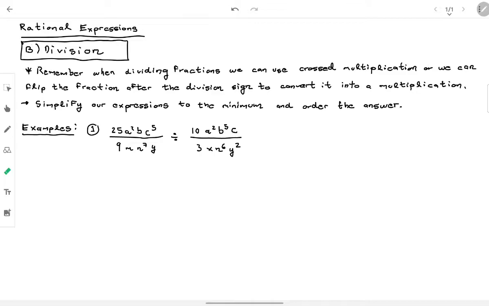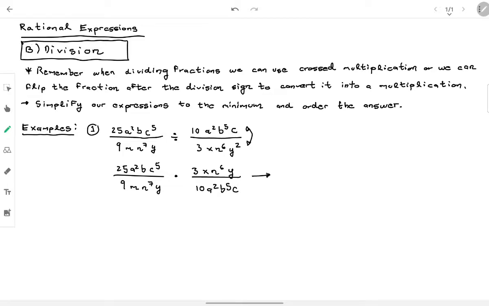So let's do the first exercise. Remember always to simplify to the minimum and order the answers. I will flip the second term in order to become a multiplication. We flip this one, so it will become a multiplication, 3x and 6y, on the bottom 10a squared b^5c.